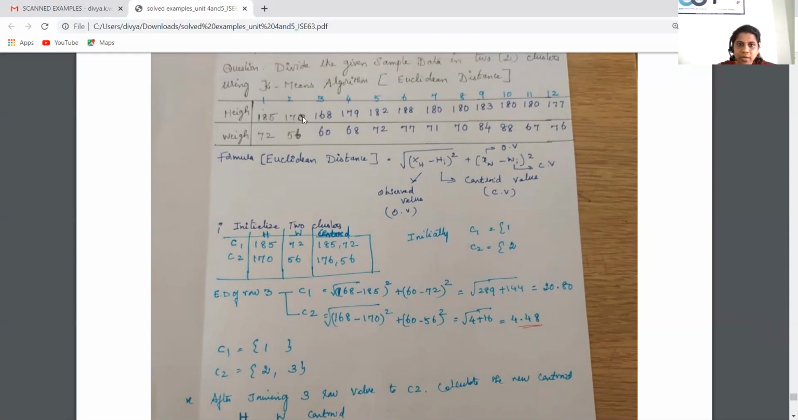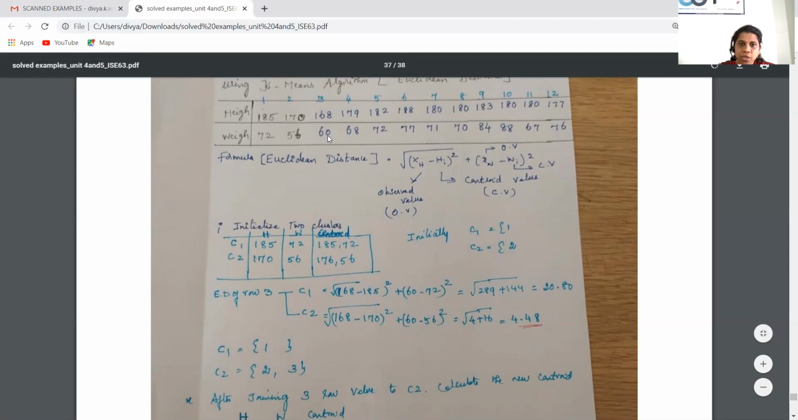So the difference of x coordinate whole square plus the difference of y coordinate whole square. So square root, we'll get 4.48. Right. Now what we are checking is whether the third point is belonging to the first cluster or the third point is belonging to the second cluster.